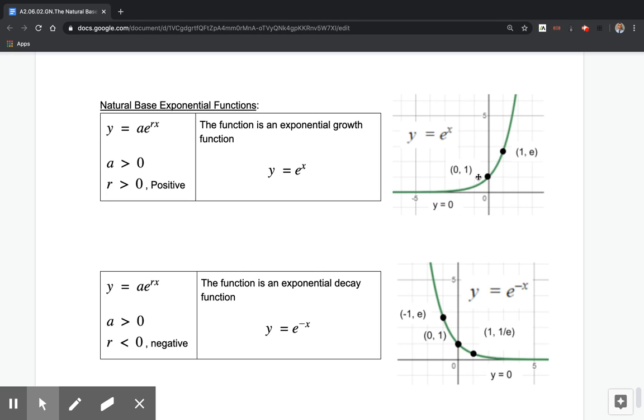So for both, we still have the point 0, 1. So that's going to help us graph. And then we can see that we have negative 1, e. So if we go back 1, up e, so e again is 2.718. Or if we're looking at exponential growth for the parent function, it will be 1, 2.718. So for exponential growth, everything's the same except for the r value here when we substitute it in is positive. And if we look at the exponential decay down here, the r value is negative or less than 0.